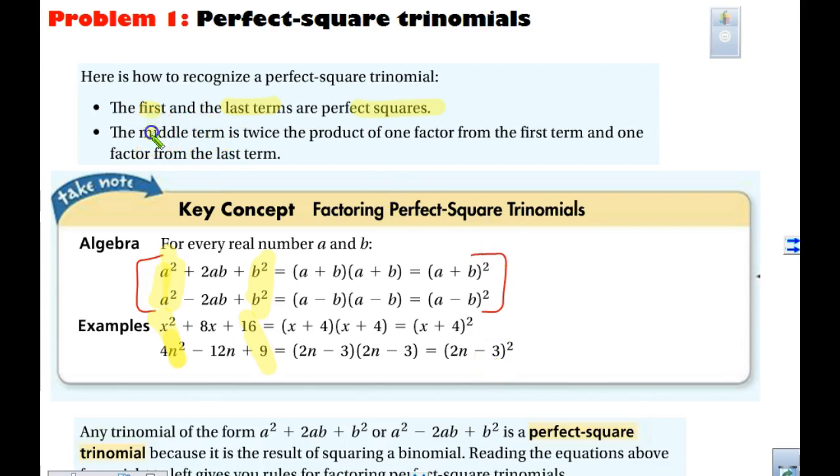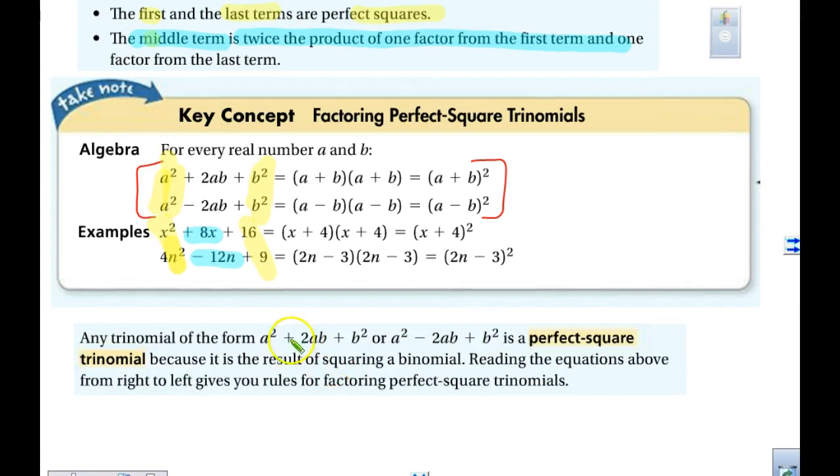When we take a look at our middle term, the middle term is always twice the product of the first and second factor. So it's the same as taking 4 times 9, or if we are looking at this, 2 times 3, which is 6, doubling it to get us the negative 12n. 4 times 1, doubling it to get 8x. So it says any trinomial of the form a squared plus 2ab plus b squared, or subtracting that middle term, 2ab, is called a perfect square trinomial.